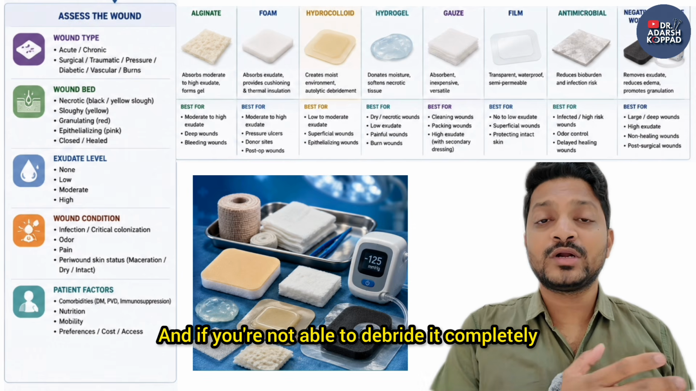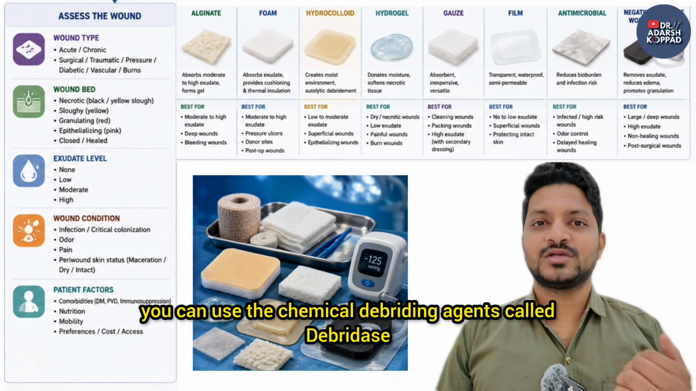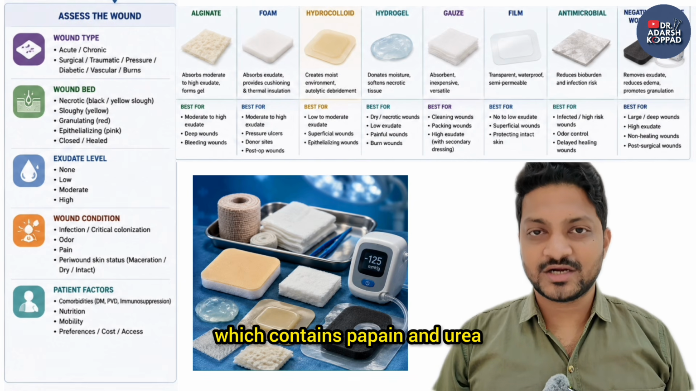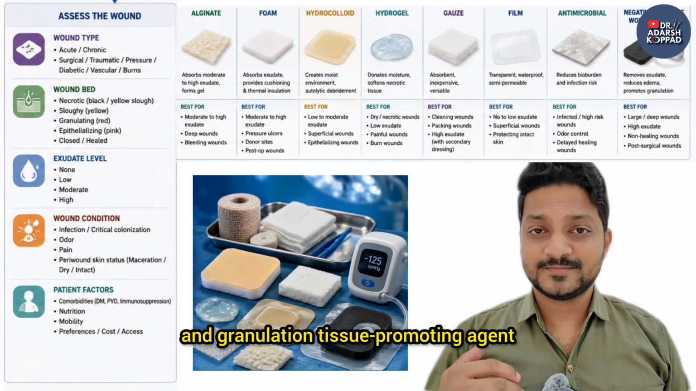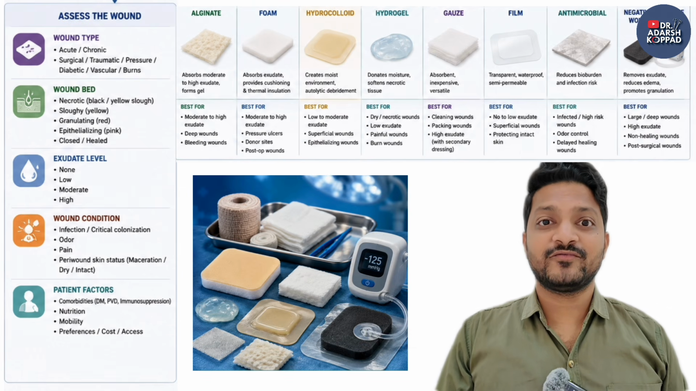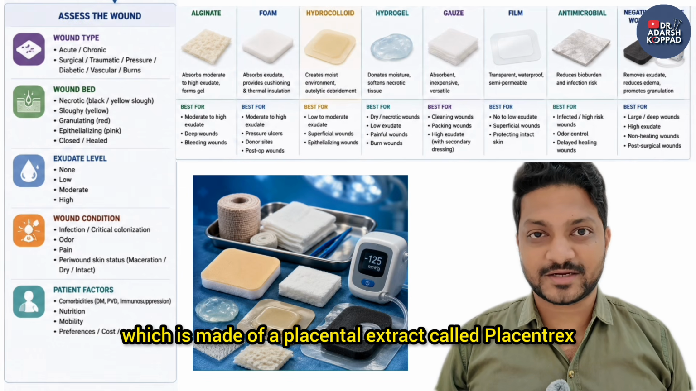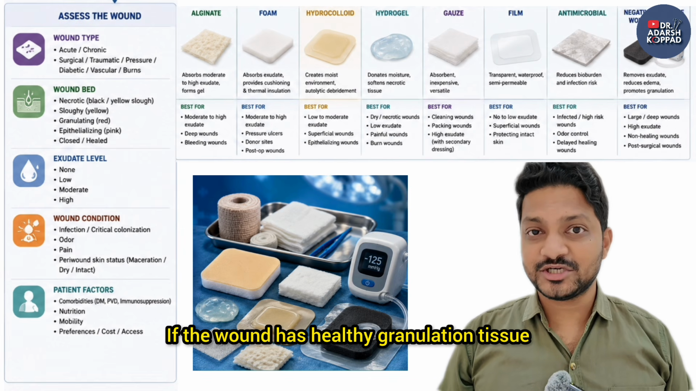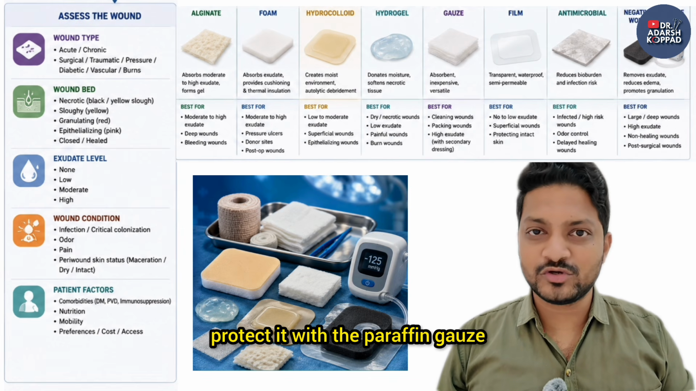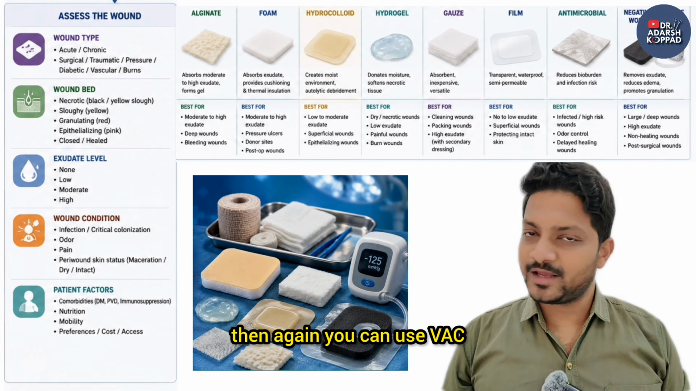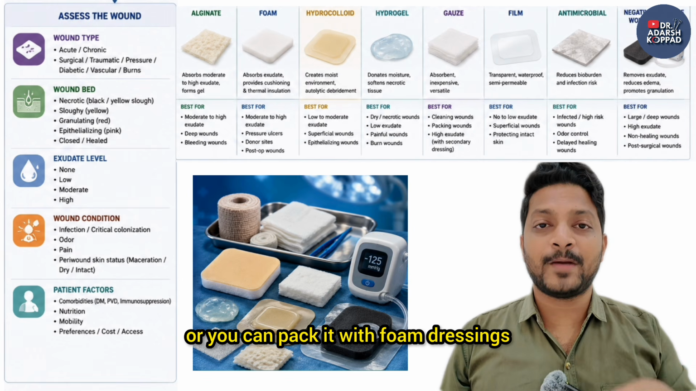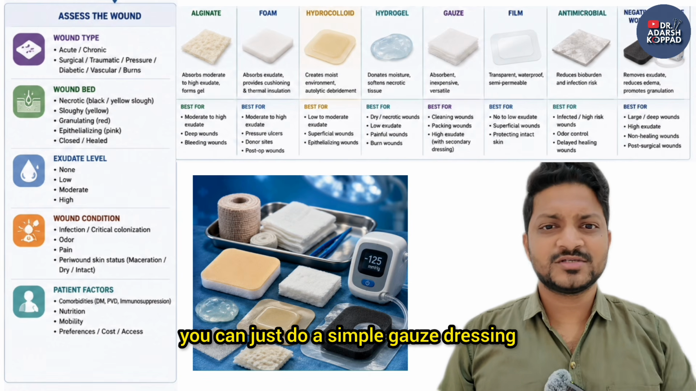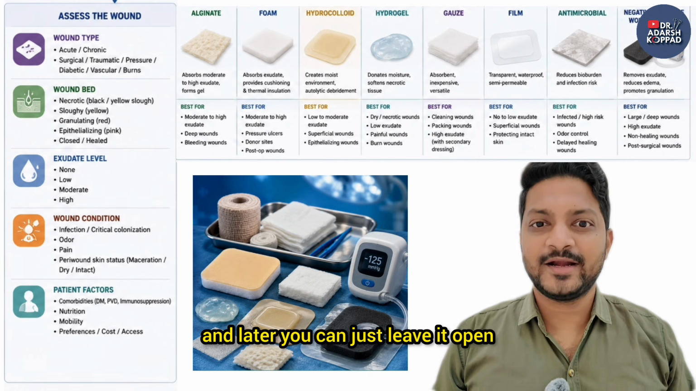And if you're not able to debride it completely, you can use the chemical debriding agent called Debridase, which contains papain and urea, and a granulation tissue promoting agent, which is made of a placental extract called Placentrex. If the wound has healthy granulation tissue, protect it with the paraffin gauze. If it's deep, then again you can use VAC or you can pack it with foam dressings. And if it's a clean surgical wound, you can just do a simple gauze dressing and later you can just leave it open.